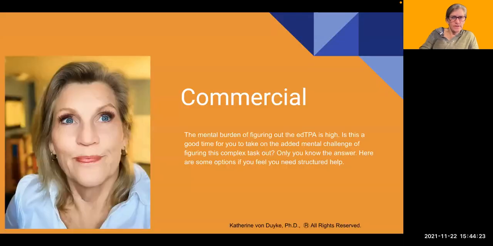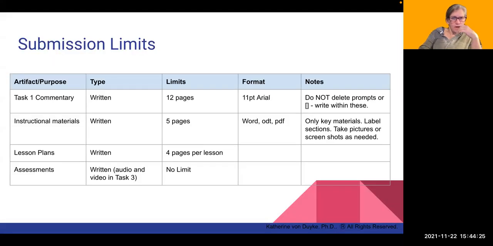The submission limits are here. So just let me briefly talk about this because this gets complicated. Your task 1 commentary in total, so rubric 1 through rubric 5 together, you have 12 pages to complete it. You can add up to 5 pages of key instructional material. So you might have 12 worksheets that you give the student, but what of those worksheets do you reference in rubrics 1 through 5 that you then need to include, because you can only include 5 pages.